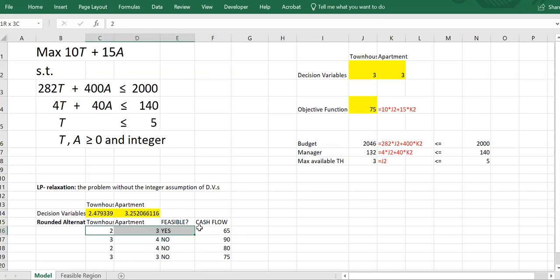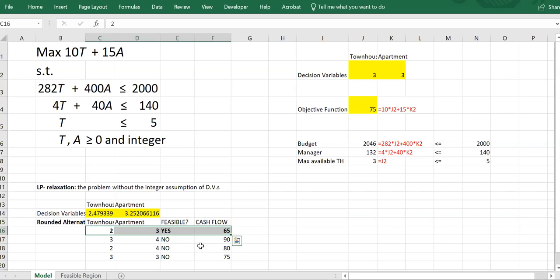The only one that is feasible is going to be this one. All right. 2 and 3, which is basically rounding down both of the decision variables. But let's just check to see what is the optimal solution.